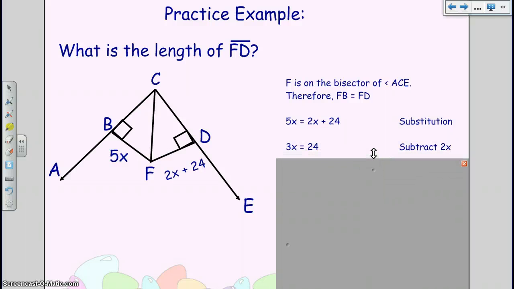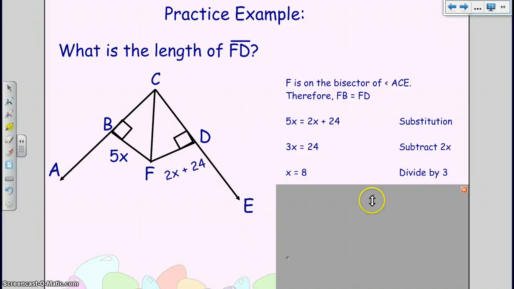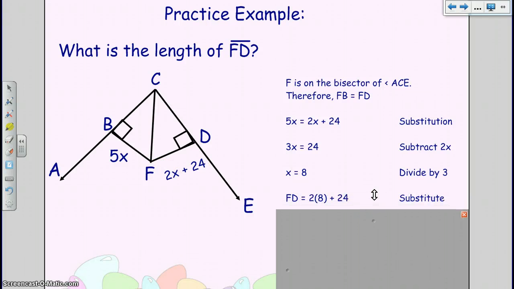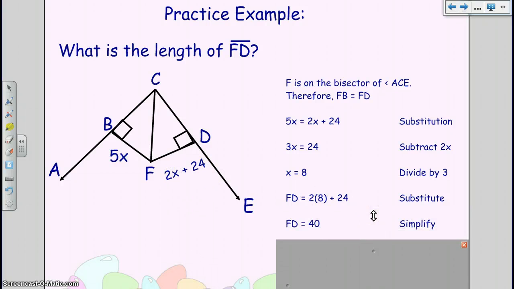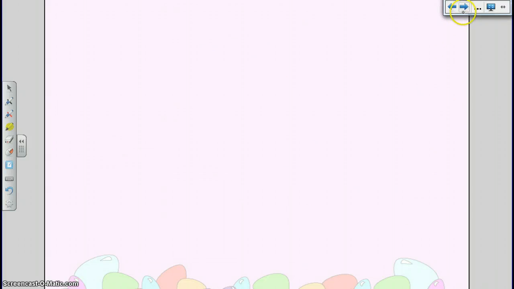I'm going to solve for x by subtracting 2x. Then I'm going to divide by 3, and x is 8. But I'm not done. If I know x is 8, I substitute. 2 times 8 is 16, plus 24 gives me 40. All done.